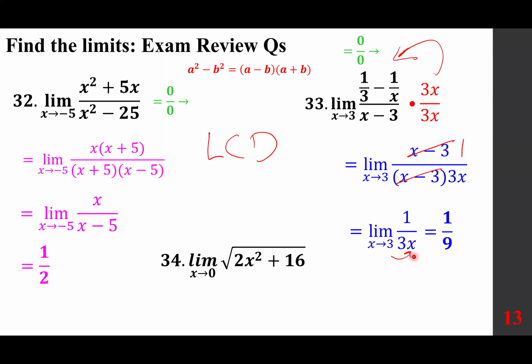What about the limit of the square root of 2x squared plus 16 as x approaches 0? Just plug in. When you plug in, this becomes 0, everybody. So square root of 16, which is 4. So it's pretty straightforward. I hope everybody is okay with that.